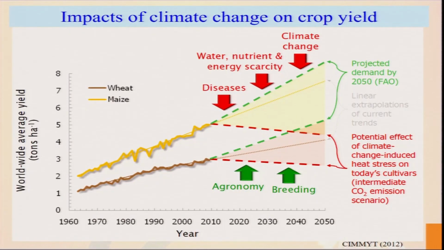So, the impact of climate change on crop yield. Whenever there is climate change, it also increases diseases, and it increases nitrogen and nutrient scarcity, and there are also lots of other problems. So we have to get ready with different types of agronomic management practices.